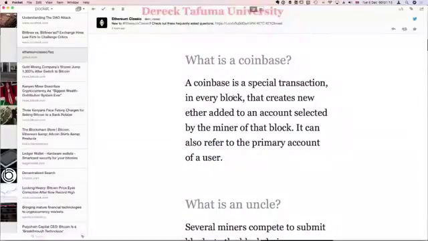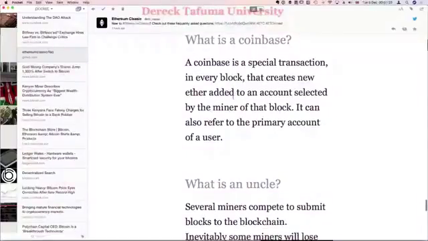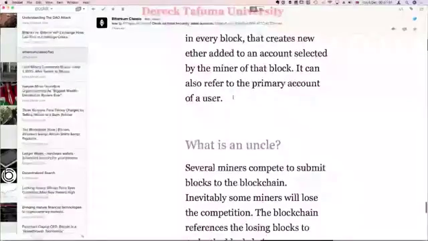What is Coinbase? A Coinbase is a special transaction in every block that creates new Ether added to an account selected by the miner of that block. It can also refer to the primary account of a user. There is actually a Coinbase platform where you can sell Ethereum, you can sell Bitcoin, and also you can sell Litecoin on it.